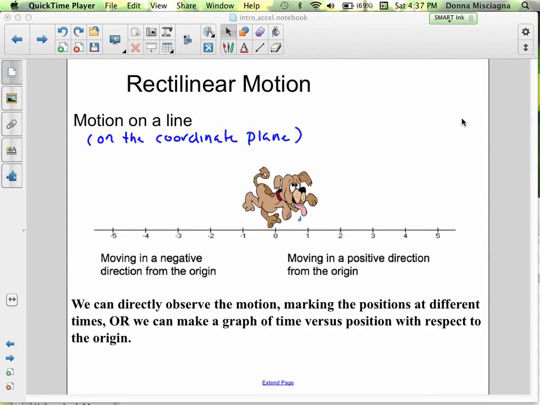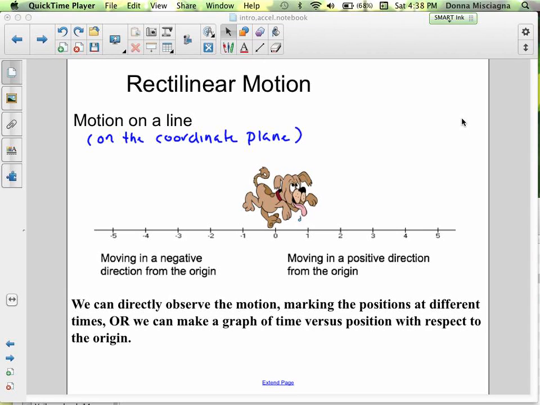Hello, let's learn about rectilinear motion. This is motion on a line on the coordinate plane. All right, so here we have our doggy graph. If it is moving to the right, it is moving in a positive direction from the origin. If it is moving to the left, it is moving in a negative direction from the origin. So our dog can move in a positive direction or in a negative direction.